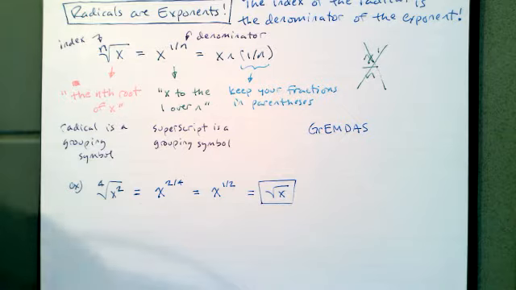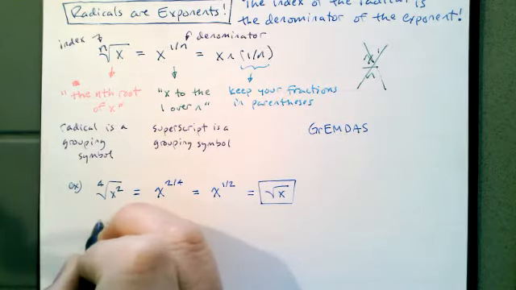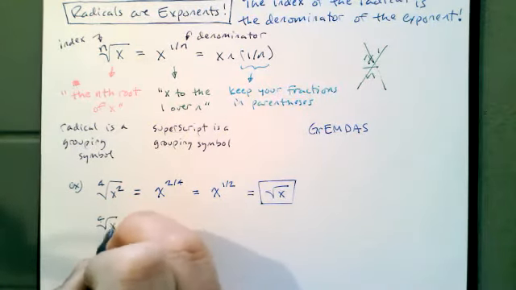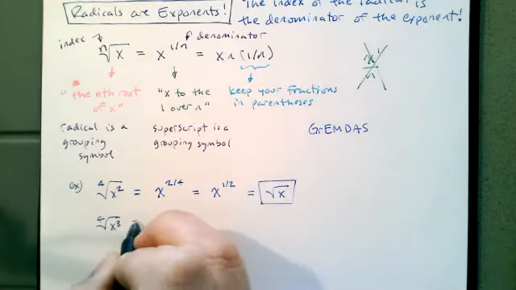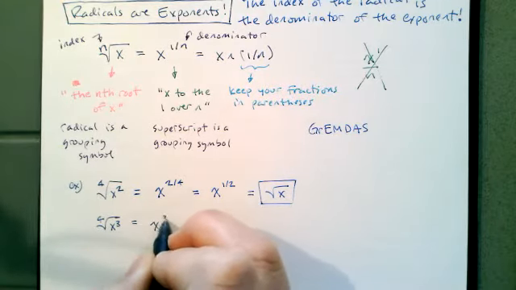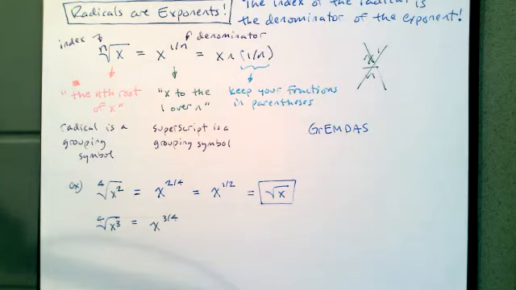Sometimes we can't. If we had, say, the 4th root of x to the 3rd, that's x to the 3/4, and that's just kind of it. We can't simplify the 4th root of x to the 3rd. Any questions?